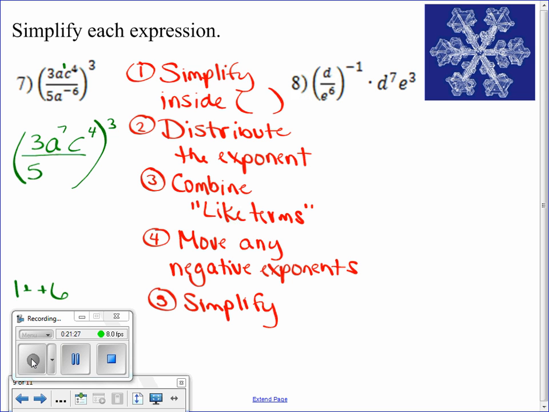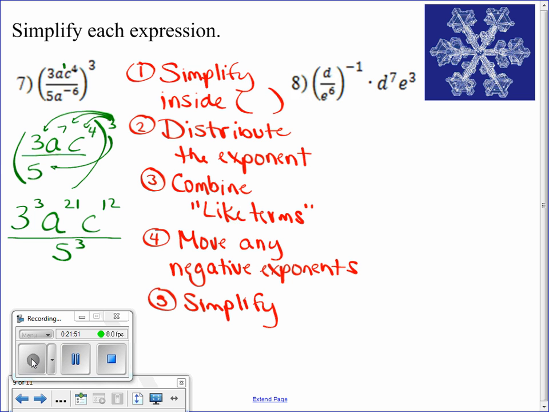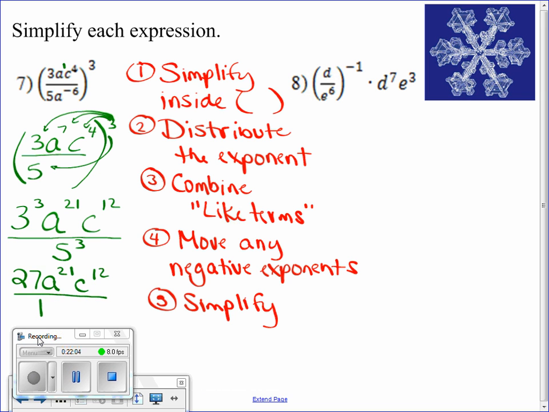All right, and then step 2 says distribute the exponent. So we're going to distribute, so we'll get 3 to the 3rd, right, distributing here. And then we'll get A to the 21st, C to the 12th, over 5 to the 3rd. Step 4, move any negative exponents. I don't have any. Step 5, simplify. 3 to the 3rd. Good, that's 27. A to the 21st, C to the 12th, all over 5 cubed. It's 125.